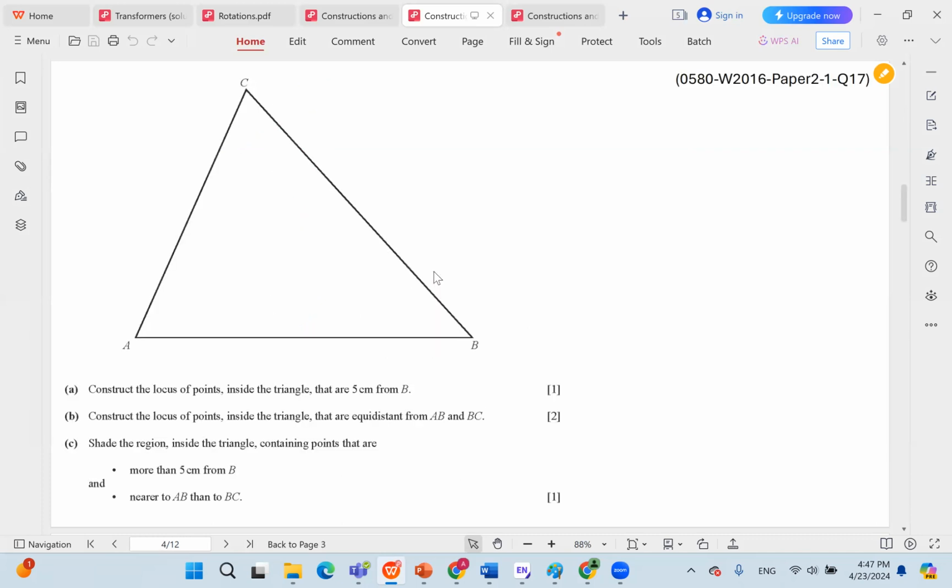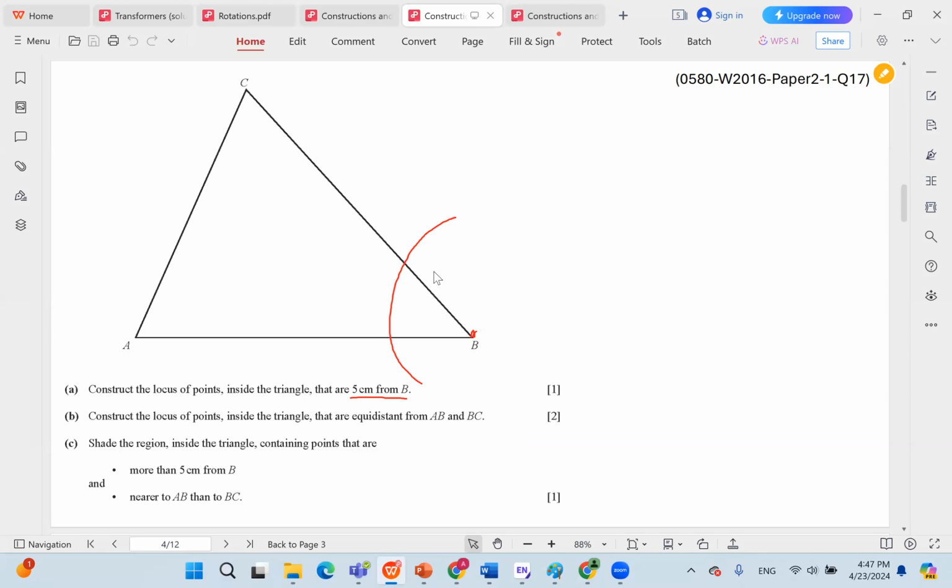In this question, we're told construct the locus of points inside the triangle that are 5 centimeters from B. So 5 centimeters from B means we set the radius of the compass to 5, and we draw an arc with a center of B. So the iron part of the compass should be at B, and we just draw an arc as such. This arc is the locus of points that are 5 centimeters from B.